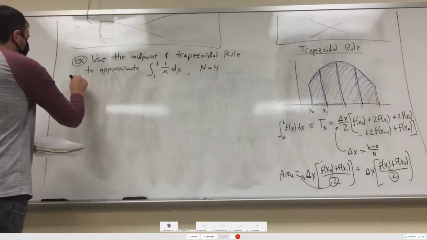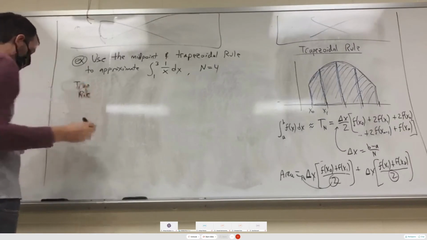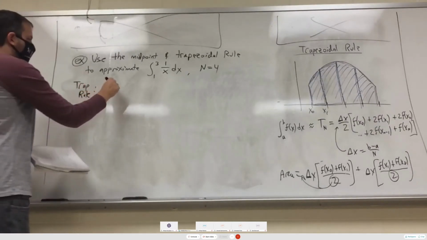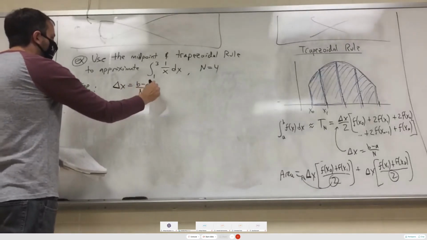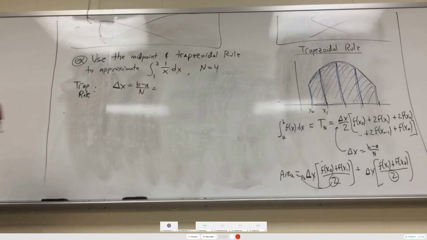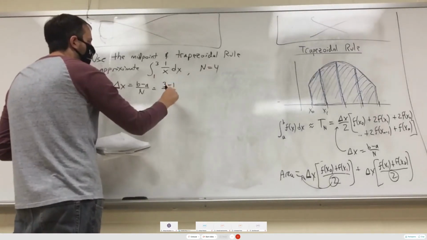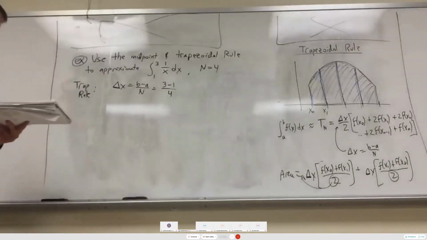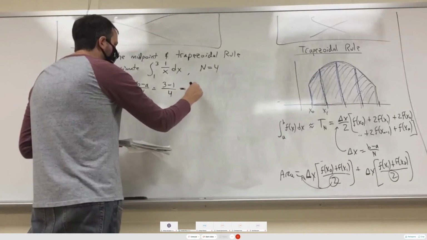So let's do the trapezoidal rule first, since it's already on the board. All right, first, let me just get delta x, (b minus a) over n. That's the same for all the rules, it's just the width of each of the intervals. So b minus a is 3 minus 1, n is just always given. The number of subintervals is 4, so clearly 2/4, which is a half.